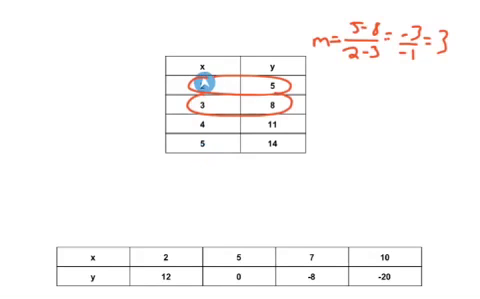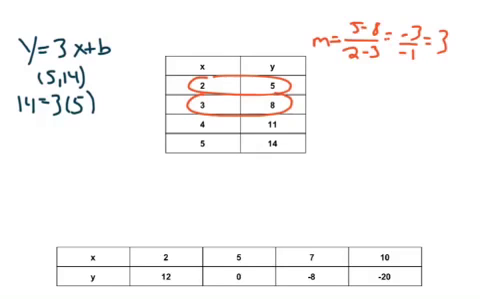Now I can see my y-intercept's not in the table because I don't have a 0 in my x column. So that's when you're going to want to do that other process, y equals 3x plus b. You can plug in any ordered pair you want. I'm going to plug in 5, 14. Therefore, I would have 14 equals 3 times 5 plus b. Remember, all I did was plug in 5 for my x and 14 for my y.